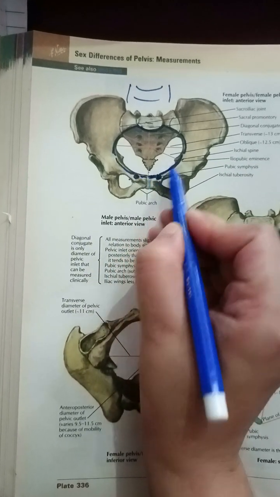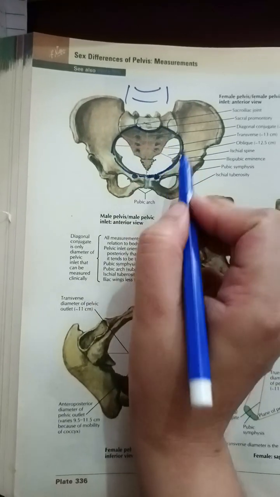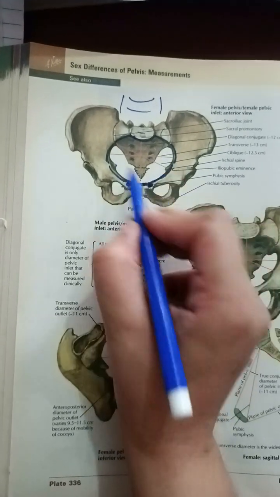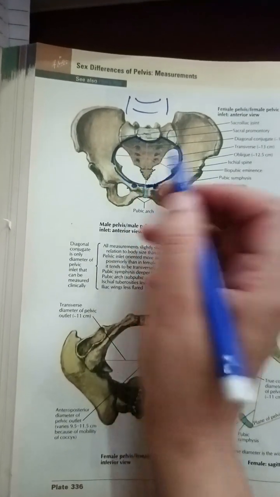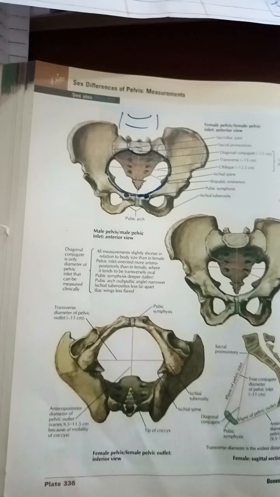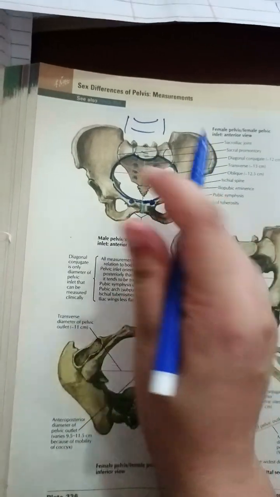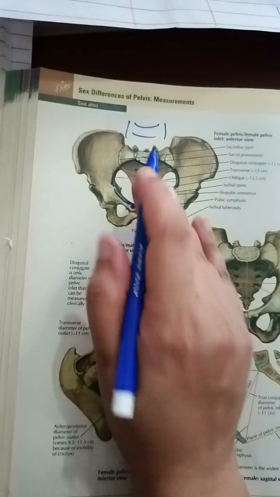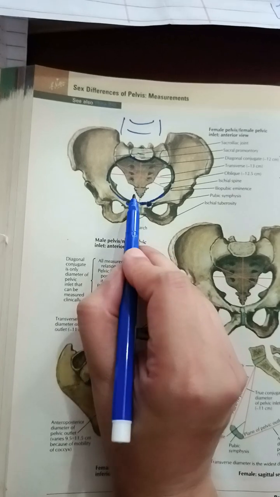and the pubic crest, and this whole rounded area is called the pelvic brim, or in other words we can say the pelvic inlet. This pelvic inlet is a landmark which separates the true pelvis from the false pelvis. Above this inlet is the false pelvis, while below this inlet is the true pelvis.